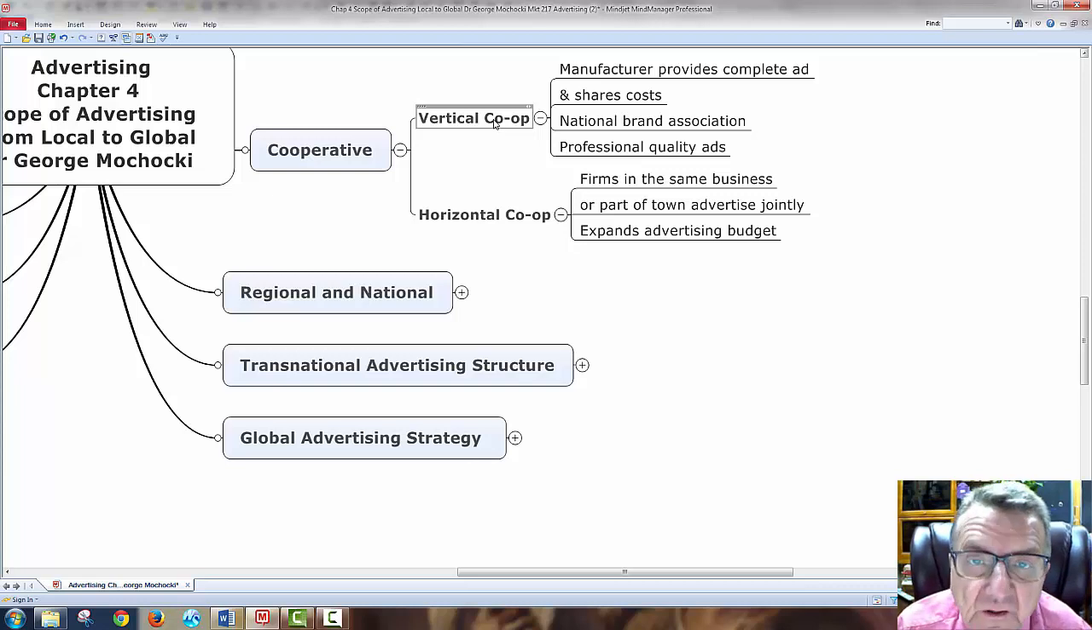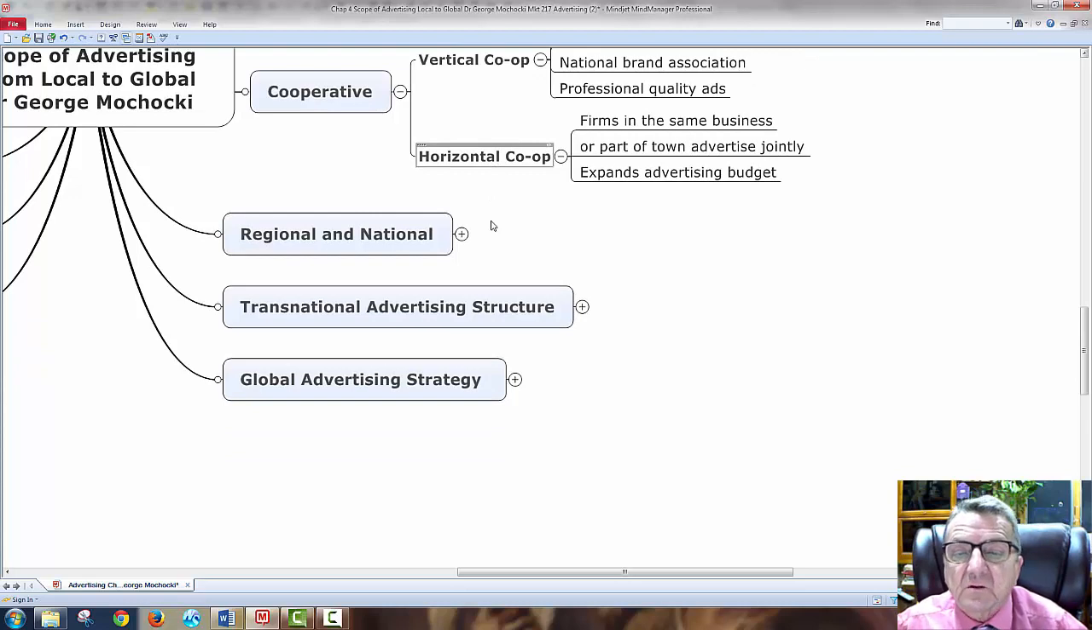and you may share the cost. They may pick up a larger cost, but you have to carry their product up front, or whatever the contractual agreement is. That's a foot in the door. It helps them because now they have a professional ad that somebody else does, and their name's on there with the manufacturer's name. Okay, professional quality ad.